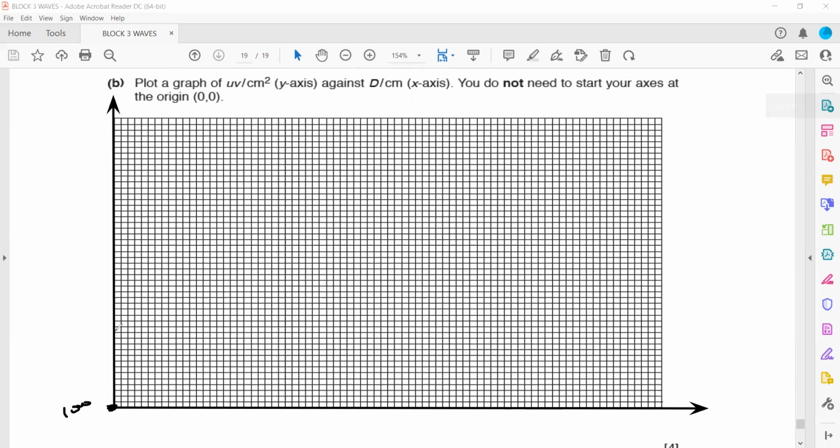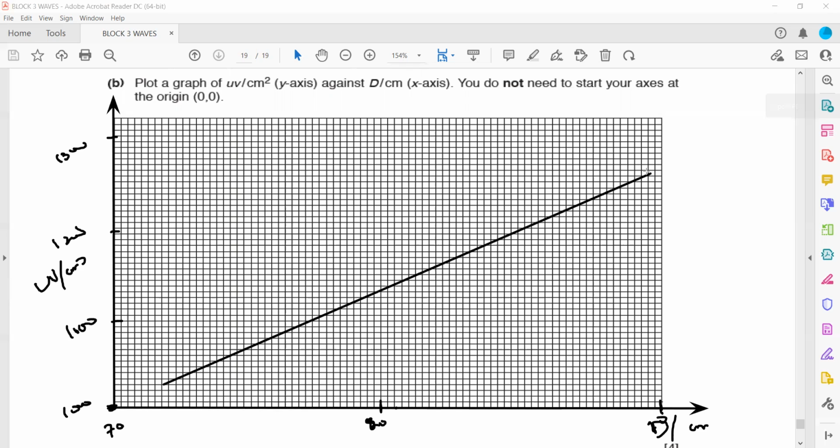So we can start, for example, 1000. Then after 10 boxes, 1100. Then after another 10 boxes, 1200, then 1300. And same for D, which is in centimeter, and U into V, which is in centimeter square. So minimum value is 70 and the maximum is 90. So I can start with 70, then in between, after 20 boxes, for example 80, and then after another 20 boxes, 90. So when I plot a graph with these values, my scale is extended. So the graph will look somewhat like this, and I will cover about or more than 70% of the graph paper.